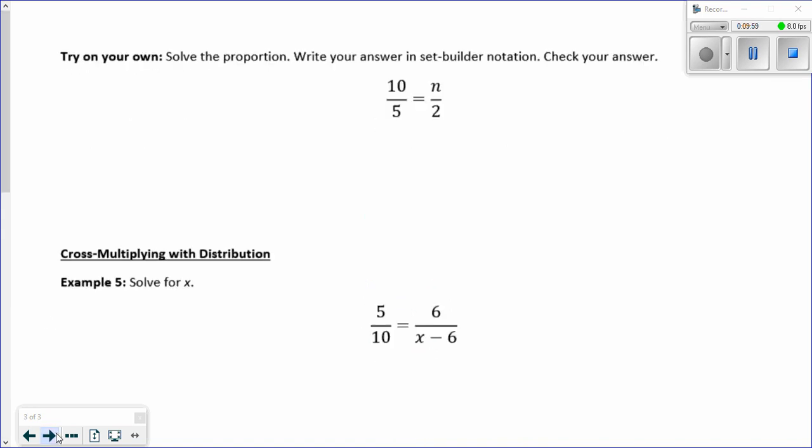So now you guys are going to try this proportion on your own. Use cross products to solve it.